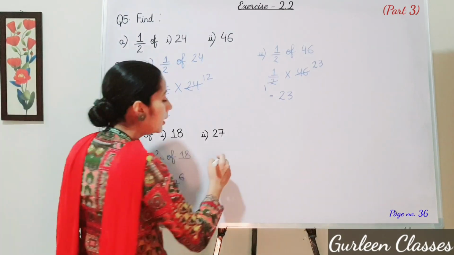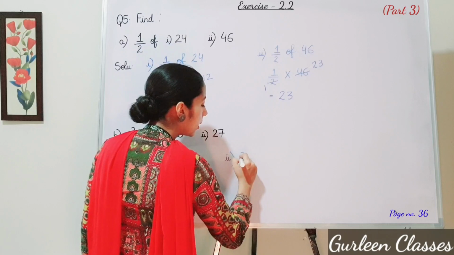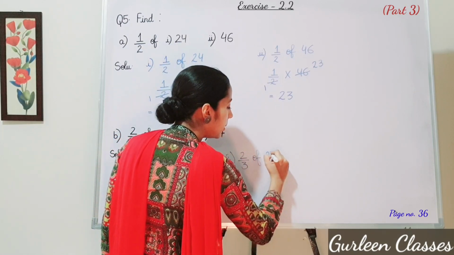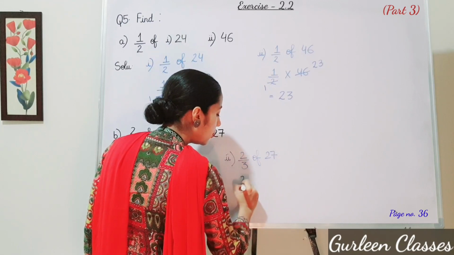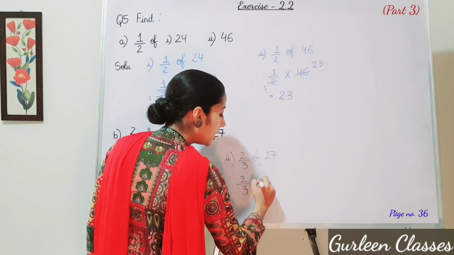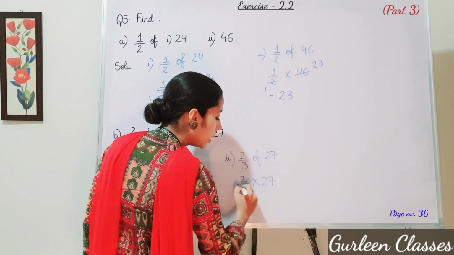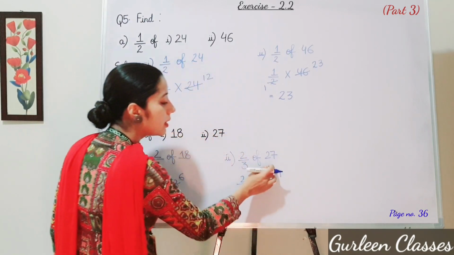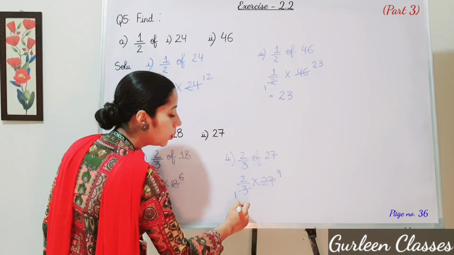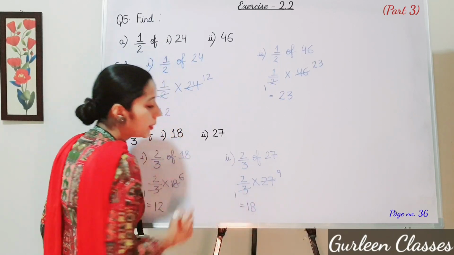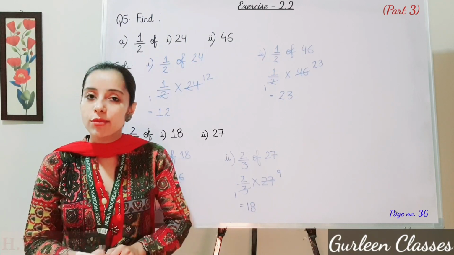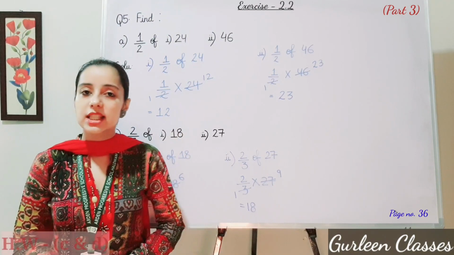Now second part, 2 upon 3 of 27. So 2 upon 3 of means multiply 27. 3 ones are 3, 3 nines are 27. Multiply numerator, 2 nines are 18. So students, C and D part will be a homework. You have to solve them in the same way as I explained you.